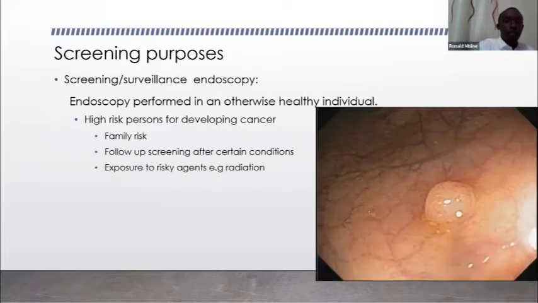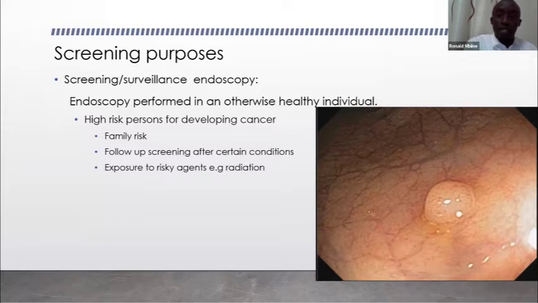The screening endoscopy is performed in an otherwise healthy individual. So in some countries like Japan, because they were found to have a higher prevalence of cancer of the stomach, they have a policy that any person that is above the age of 45 has to have a screening endoscopy, regardless of whether they have any symptoms or not. The aim of this is to look for diseases that could silently be developing and easily missed.